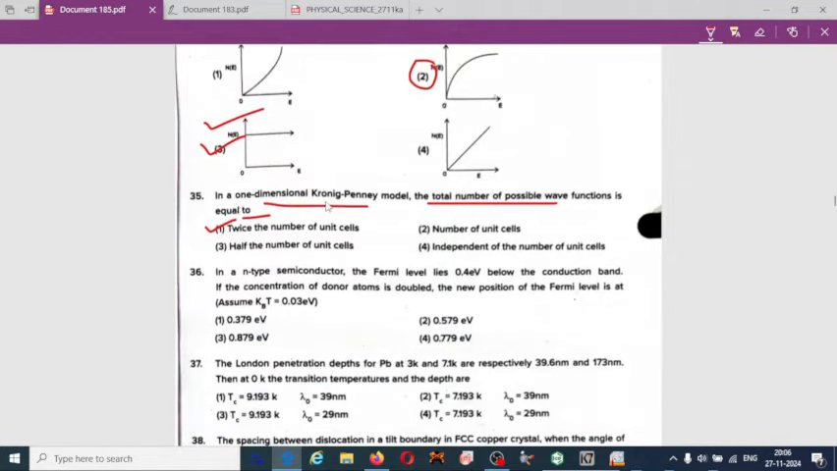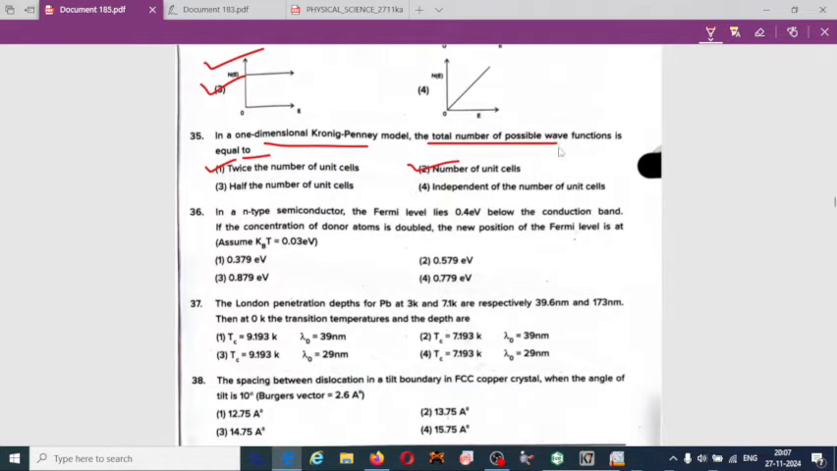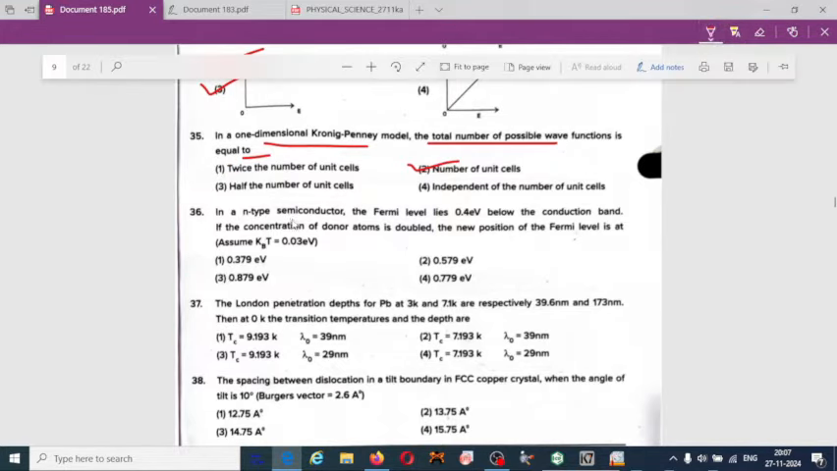In a one-dimensional Kronig-Penney model, the total number of possible wave functions is equal to the number of unit cells. In an N-type semiconductor, the Fermi level lies 0.4 electron volt below the conduction band. If the concentration of the donor atoms is doubled, find the new position of the Fermi level.